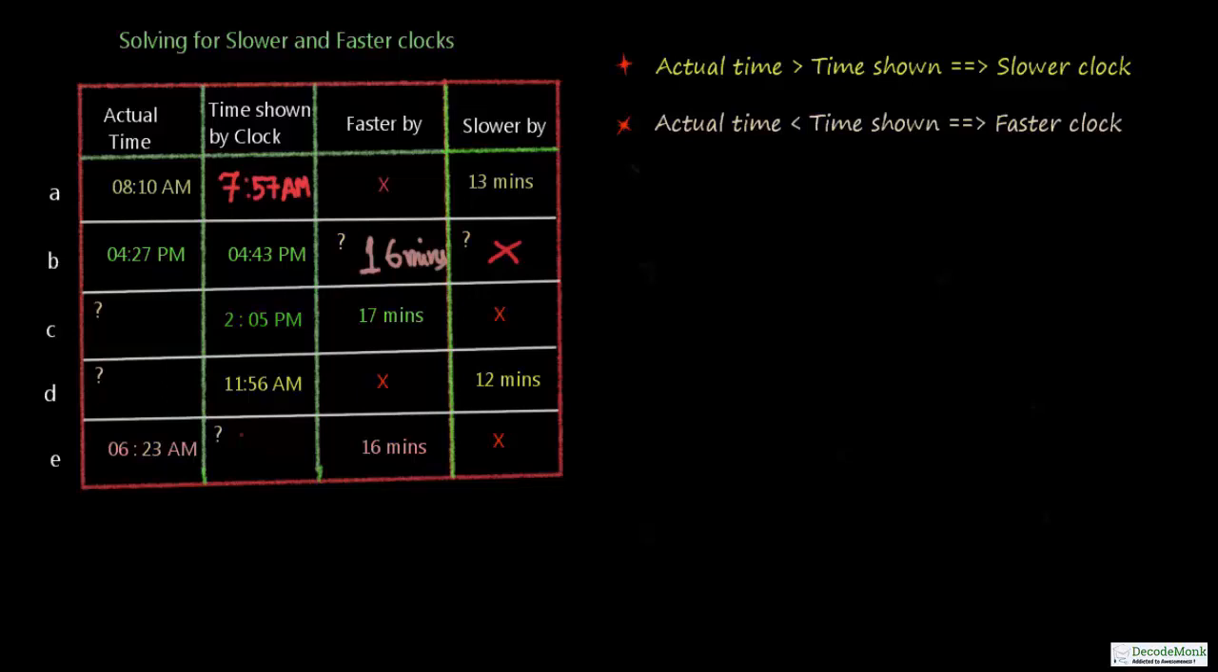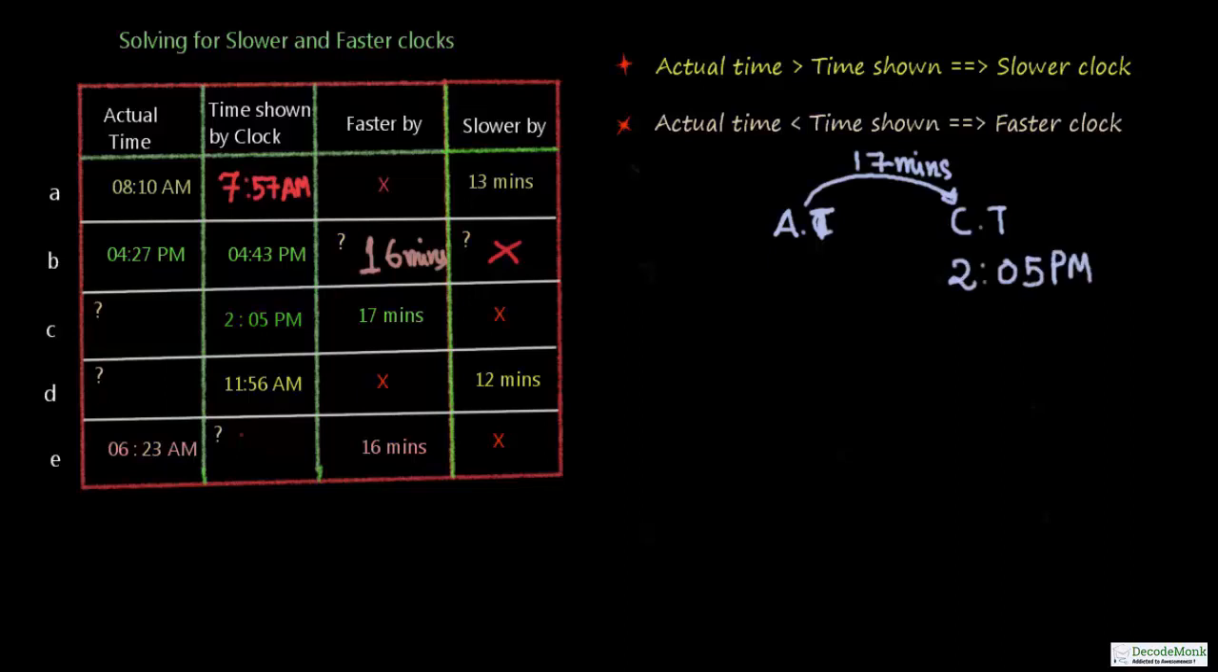Now coming to question number C, where you can observe that the time shown by the clock is 2:05 p.m. and it is faster by 17 minutes. So the clock time is advanced from the actual time by 17 minutes. This is how we write, because clock time is greater than actual time, as it is advanced by 17 minutes, advanced or faster. So clock time we are given is equal to 2:05 p.m.